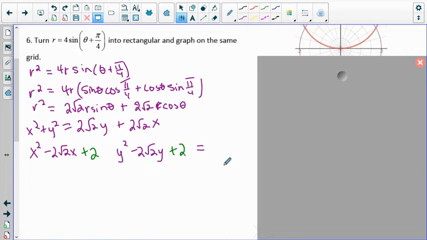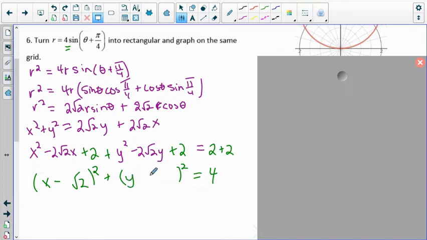Happens to be the same value with the y's. And when you complete the square, you have to add those numbers to the right-hand side as well. Okay, good news is that the radius of 2 didn't change. This 4 here is the same 4 as in the original problem. And this becomes x minus root 2 quantity squared, y minus root 2 quantity squared. So that means the center of our circle is at square root of 2 comma square root of 2, and the radius is just 2.